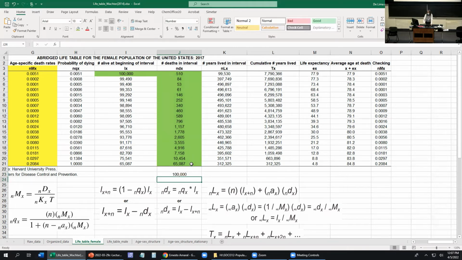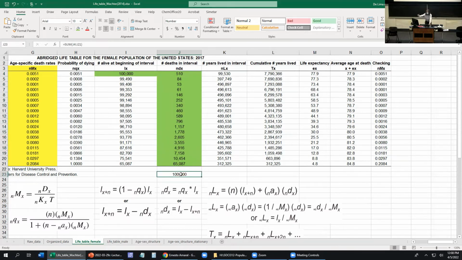100,000, right? All these people here died. That's exactly what the life table is doing: age-specific mortality rate. Let's say that this age-specific mortality rate will continue for several generations. Let's consider that the number of people being born in that country will always be the same as the overall number of people dying.